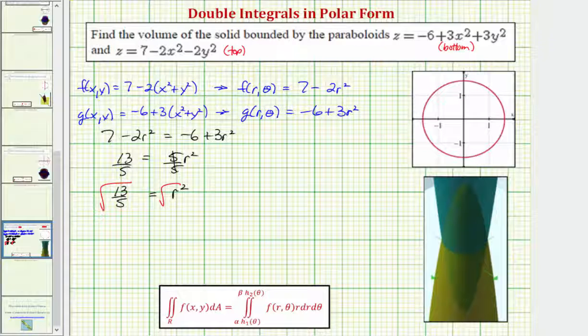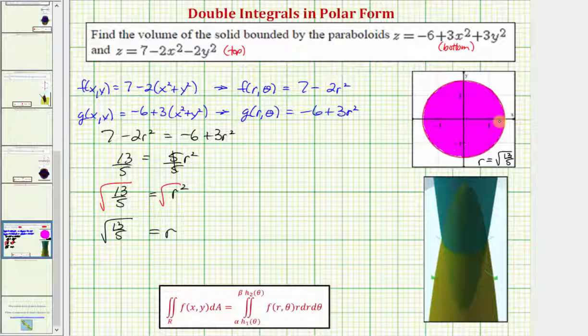But either equation is going to give us a circle in the xy plane with the radius of the square root of 13/5. So we'll just use r equals the square root of 13/5, which I've actually already graphed here on the xy coordinate plane. So this is the graph of r equals the square root of 13/5. But because we're looking for the volume bounded by these two paraboloids, the region of integration is going to be the circle as well as the area inside the circle. So this is our region of integration. And now we have all the information we need in order to set up our double integral in polar form that will give us the volume bounded by these two paraboloids.